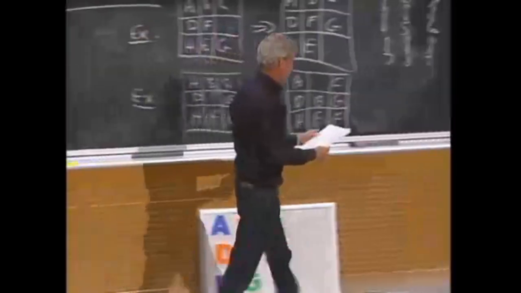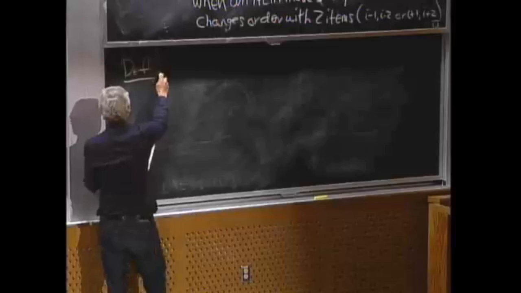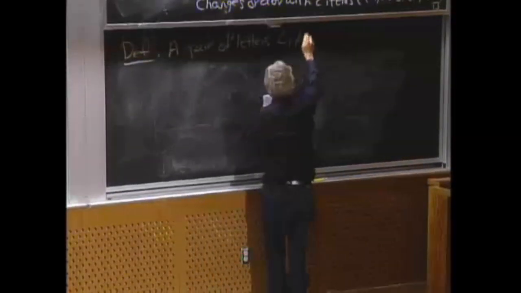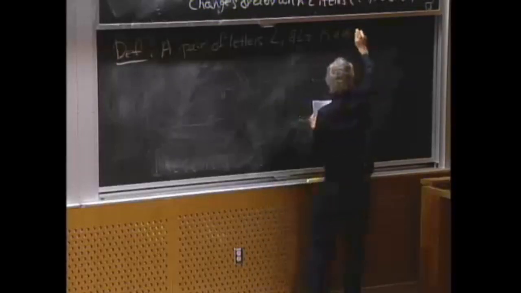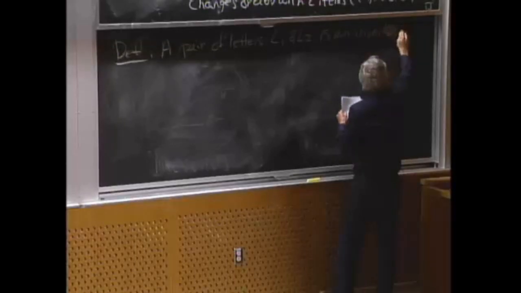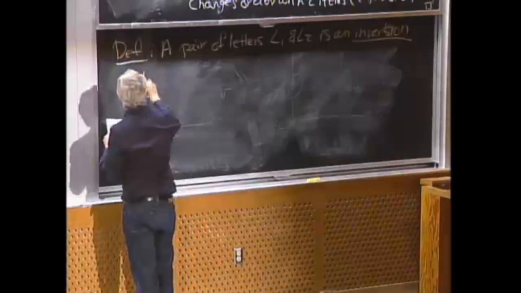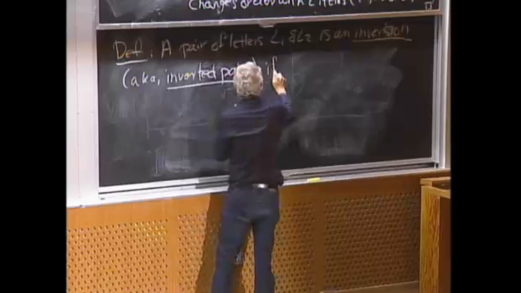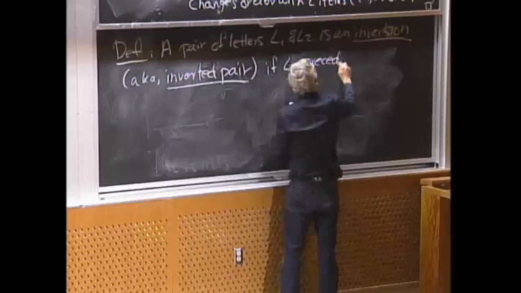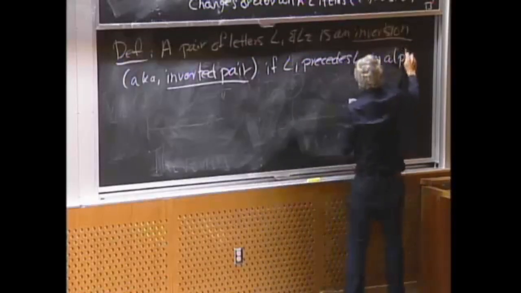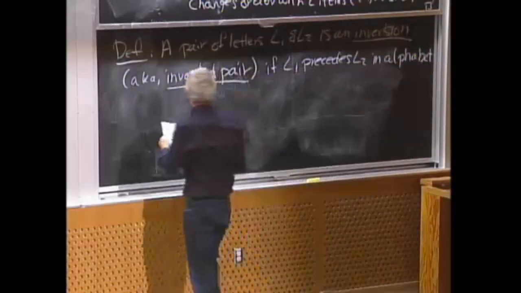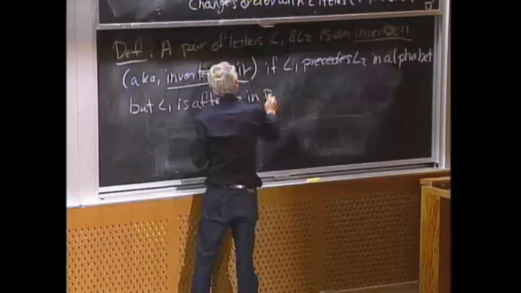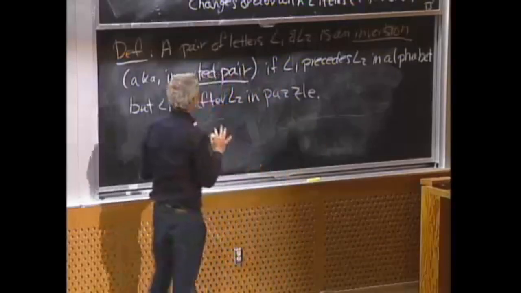Let's really specify that now and define that. A pair of letters or items, call them L1 and L2, form an inversion, also known as an inverted pair, if L1 precedes L2 in the alphabet, but L1 appears after L2 in the puzzle. All right, so that is an inversion.